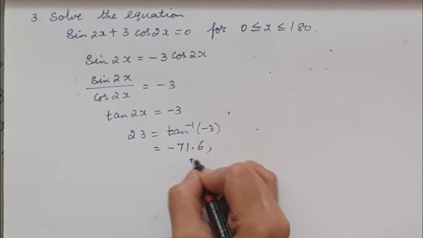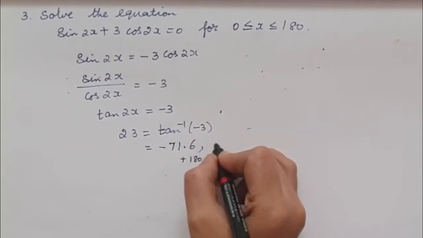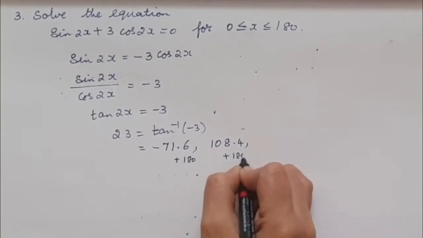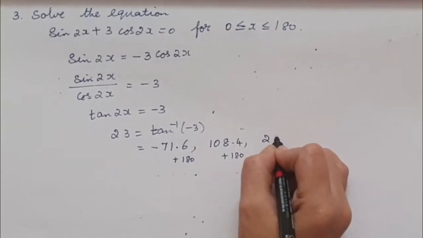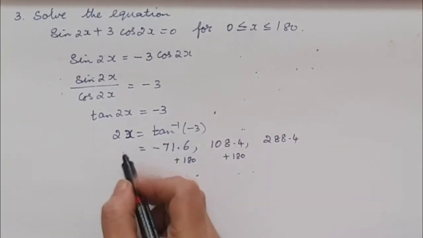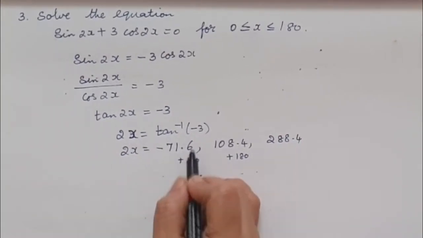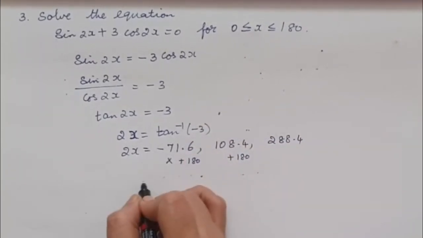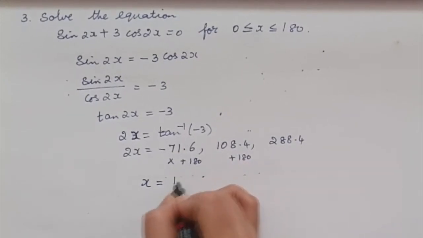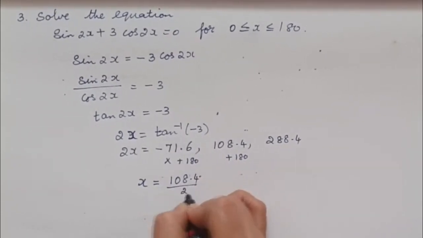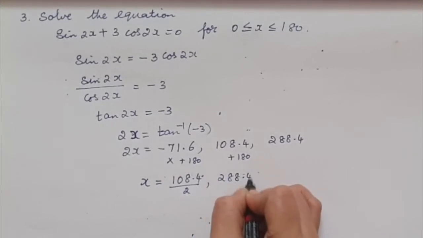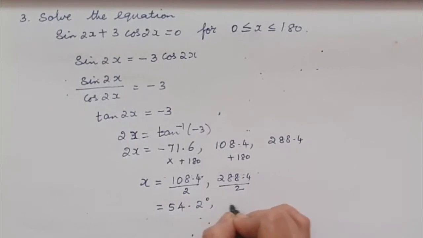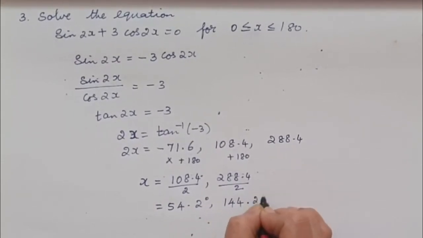Then for further values we add 180. When we add, we get 108.4. Then the next value, again we add 180, so you get 288.4. So these are the values of 2x. The first one gives a negative answer which is not in the interval, so this value we can leave out. So x will be equal to 108.4 divided by 2 and 288.4 divided by 2. So it will be equal to 54.2 degrees and 144.2 degrees.